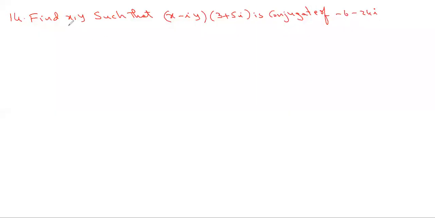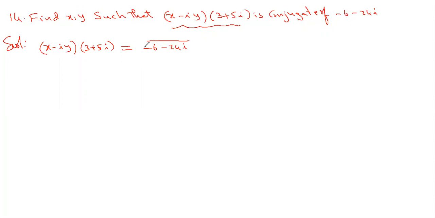See, they have given us to find the values of x and y, and this first number is a conjugate of second number. So I told you many times, word problems, a true translation we need to do. First number, which is x minus iy, is 3 plus 5i. The word "is" means, whenever it is coming, you should put an equal to there. The "is" should be replaced with equal to. Conjugate of this is minus 6 minus 24i the whole bar. This is the given information.